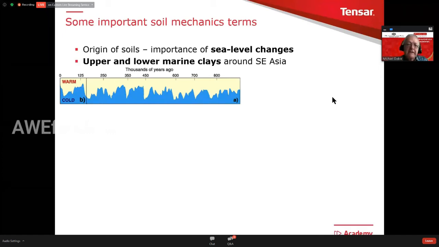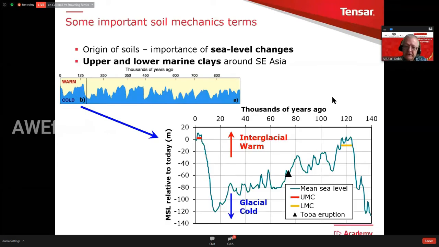So to make it a bit clearer, let's just look at the very early part of that graph. And here it is. So we now have the vertical axis, which is the sea level relative to today. Sea level has been much, much lower in the past than it is today. Even say about 18,000 years ago, it was 120 meters lower down. And of course, this affects deposition of marine clays.